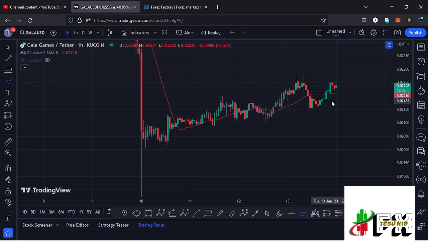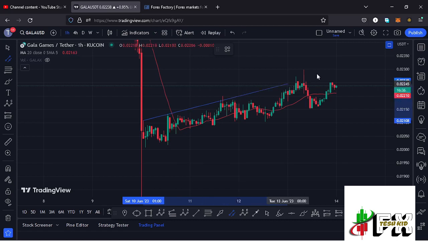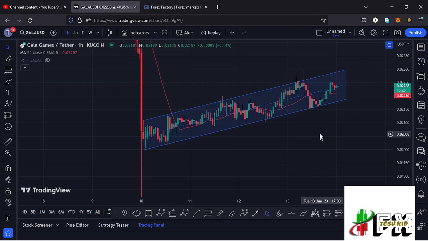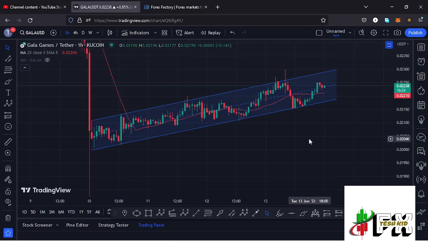And here on the Gala Games chart, on the 1-hour chart, I can spot a chart pattern that we are trading within, which is an ascending channel. And if I draw it out on the charts, we can have that as the upper side of the channel. Then we have the lower side of the channel like that. And this is a chart pattern that has more than 3 touch points. And this is a bullish chart pattern that breaks to the upper side.